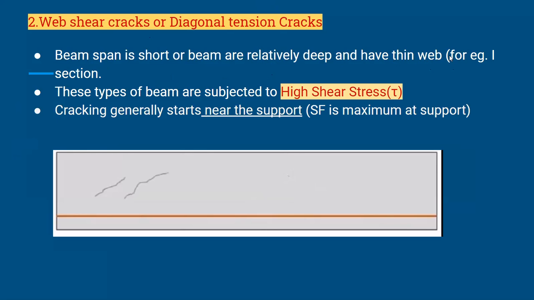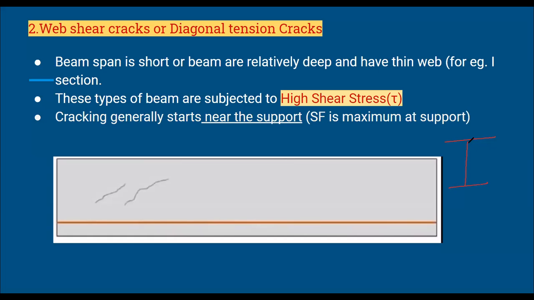Basically, I section. I section मतलब आप लोग generally इसको steel beam में पढ़ेंगे. It looks something of this kind. Okay. These are very thin. This is the web I'm talking about. This is the web. Okay. So something of this kind.